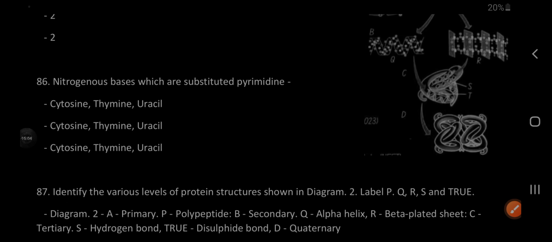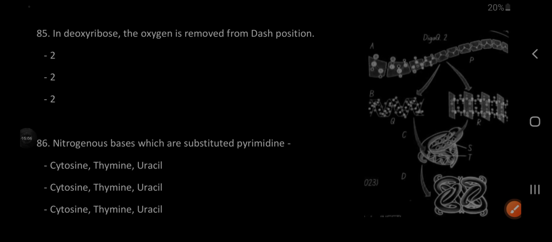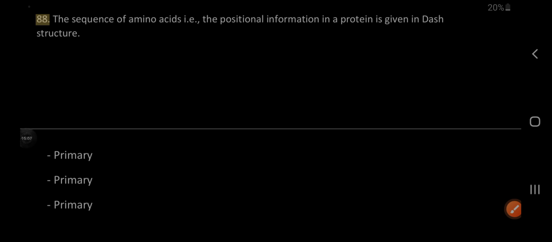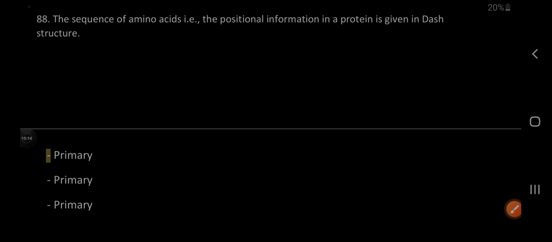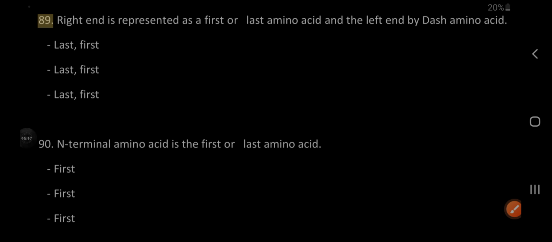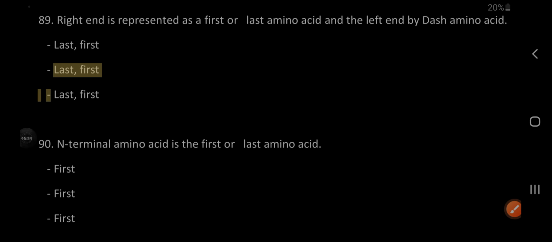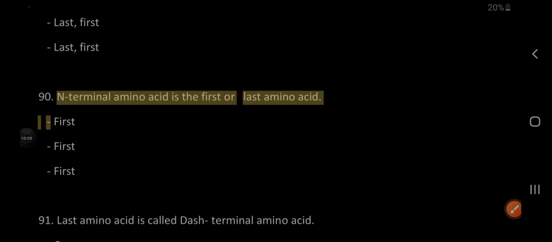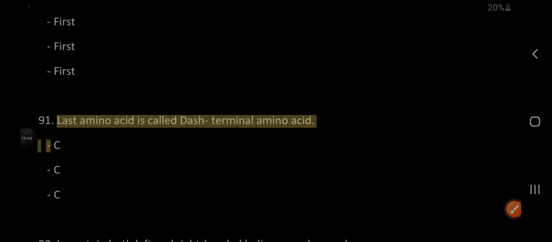88. The sequence of amino acids, that is, the positional information in a protein, is given in the primary structure. 89. Right end is represented as the first or last amino acid, and the left end by the first amino acid. Right is last, left is first. 90. N-terminal amino acid is the first or last amino acid? First. 91. Last amino acid is called the C-terminal amino acid.